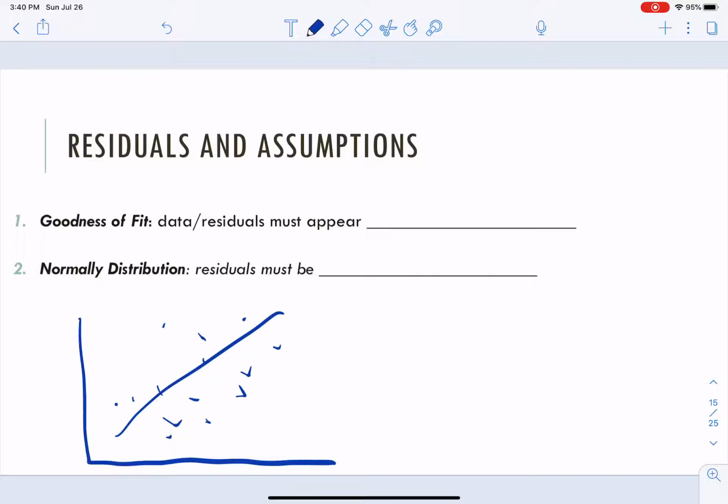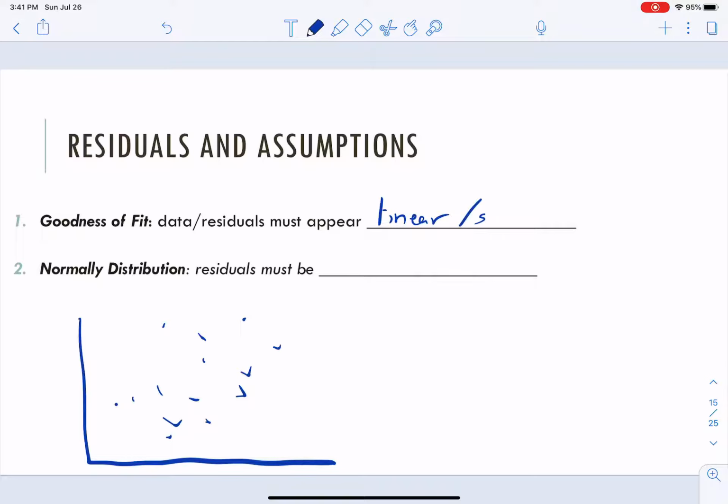The first thing is the goodness of fit. So our data here, let me get rid of the line. Our data existed before we drew a line through it, so that's no big deal there. But what we're doing is imposing how we think everything works with this line. We can only do that if the data appear linear.